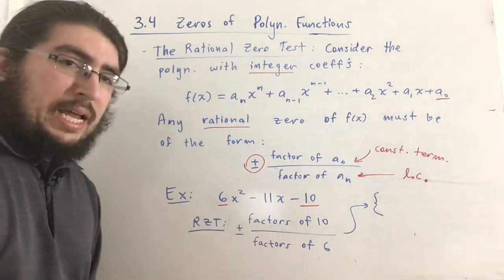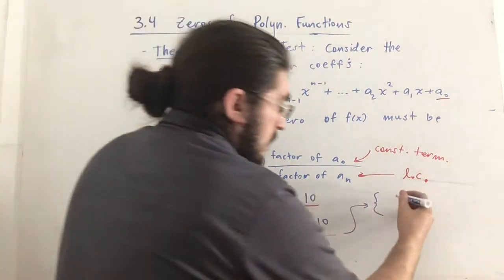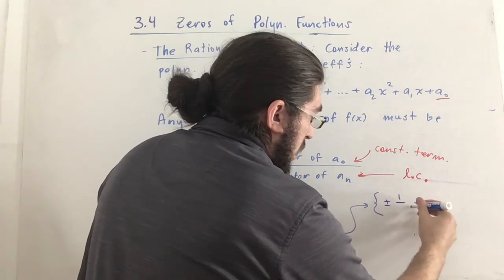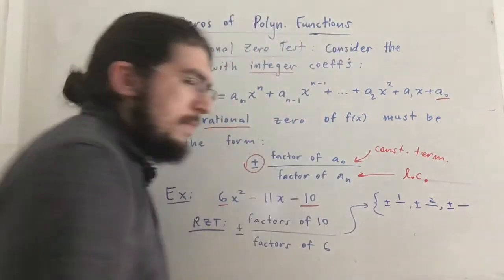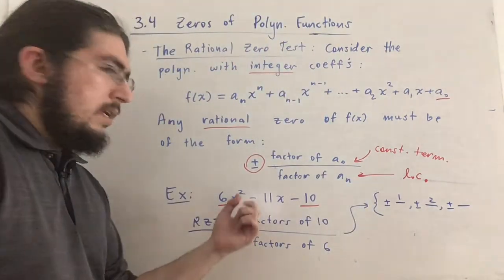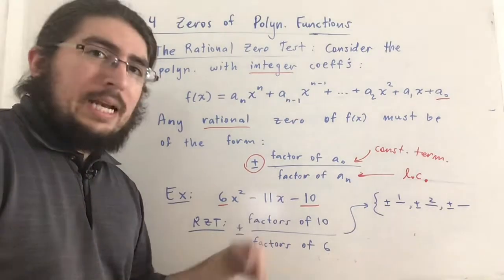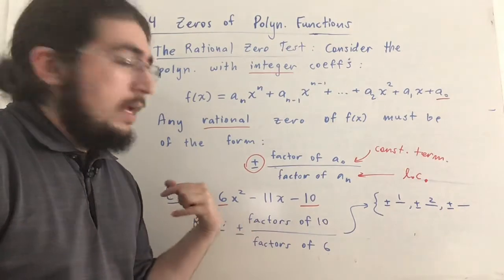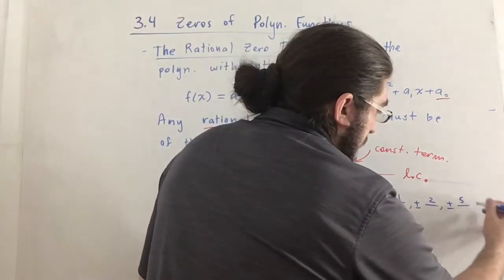So factors of 10 are 1, 2, 3, so I'll write them up. So I got plus or minus 1, 2, I said 3, but 3 is not a factor of 10. A factor, again, is just a number that goes into that number. 1 goes into 10, and 10 goes into 10, of course, so 1 and the number itself will always go into the number. 2 and 5 also go into 10, so 2 and then 5.